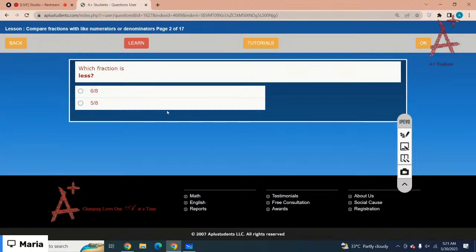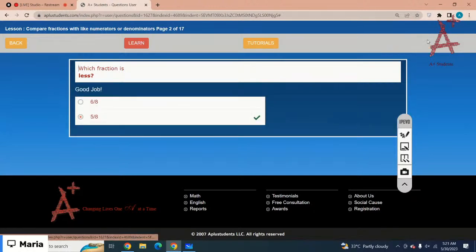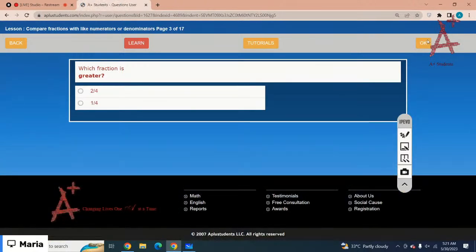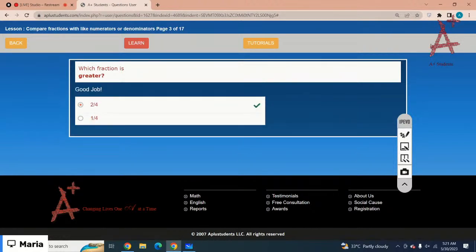So the less one is, yes, 5 over 8 is smaller than 6 over 8. Very good. Okay, which fraction is greater? 2 by 4, 1 by 4. The greater one is 2 out of 4. 2 out of 4 is greater than 1 out of 4. Got it? Very good.